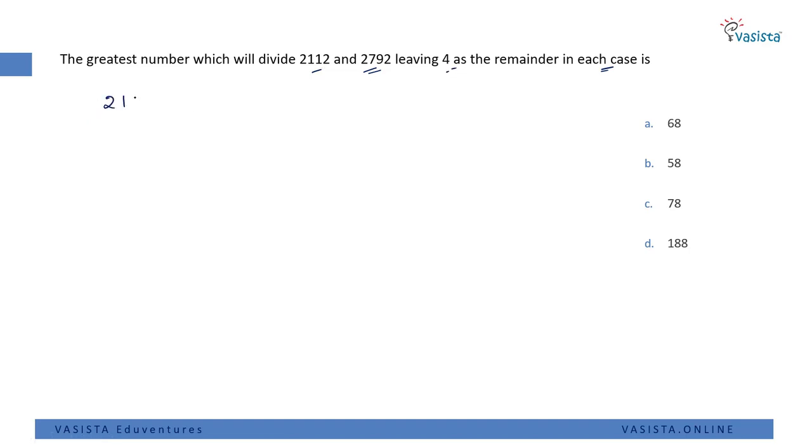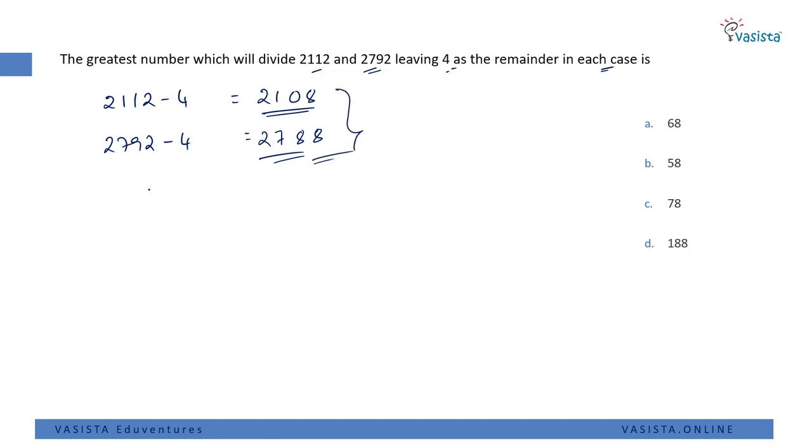So 2112 minus 4: 12 minus 4 is 8, so 2108. This is the first number. The second number is 2792 minus 4. Again, 12 minus 4 is 8, so 2788. Now we need to find the HCF for these two numbers.